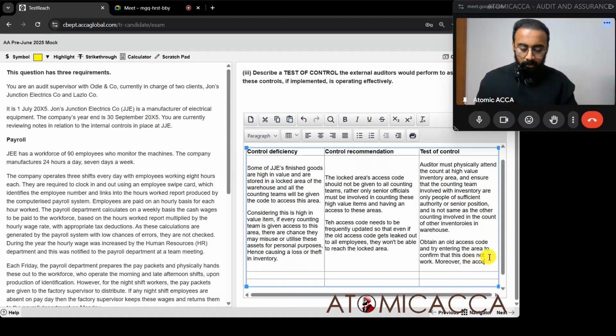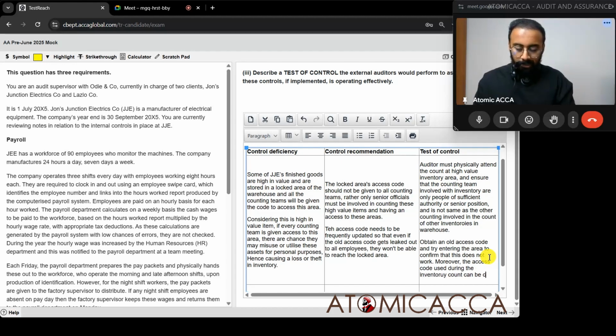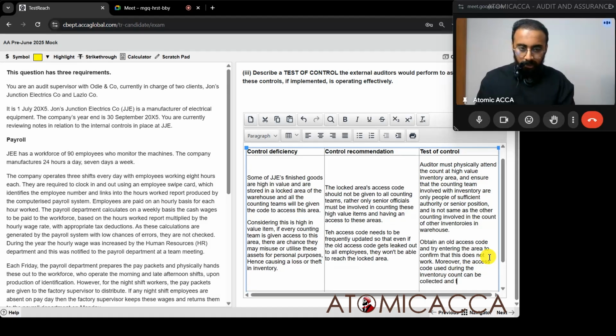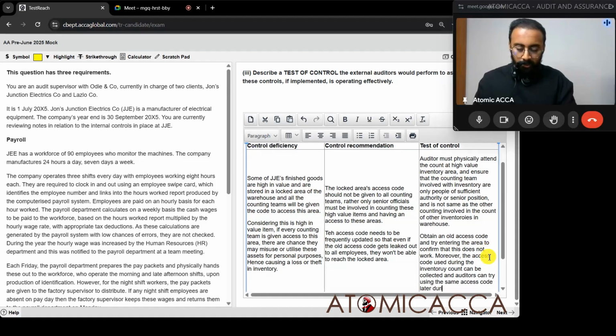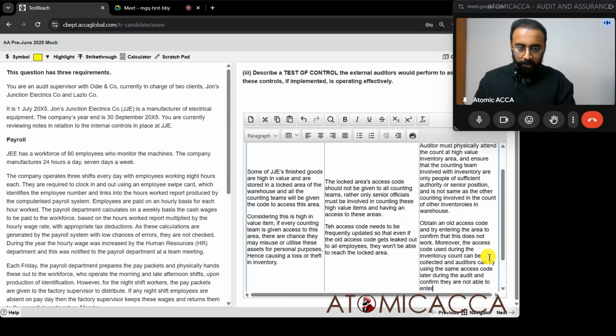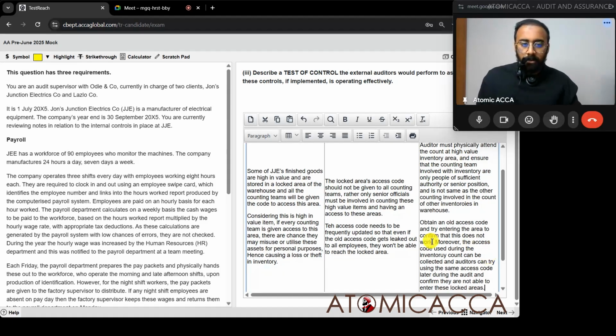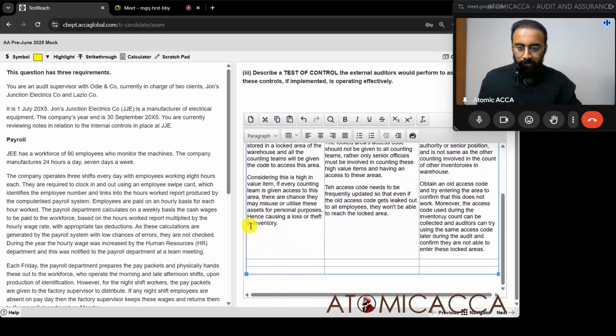Moreover, the access code used during the inventory count can be collected, and auditors can try using the same access code later during the audit and confirm they are not able to enter these locked areas. Cool. So we confirm that the first thing is working, the second thing is also working. So with that, we are done with the first problem.